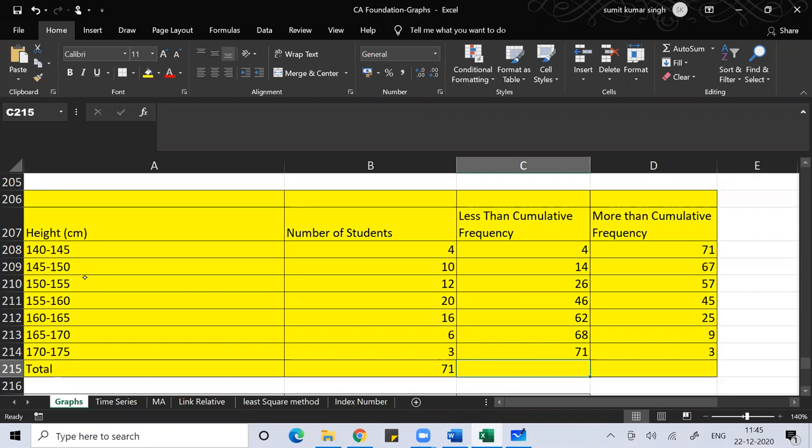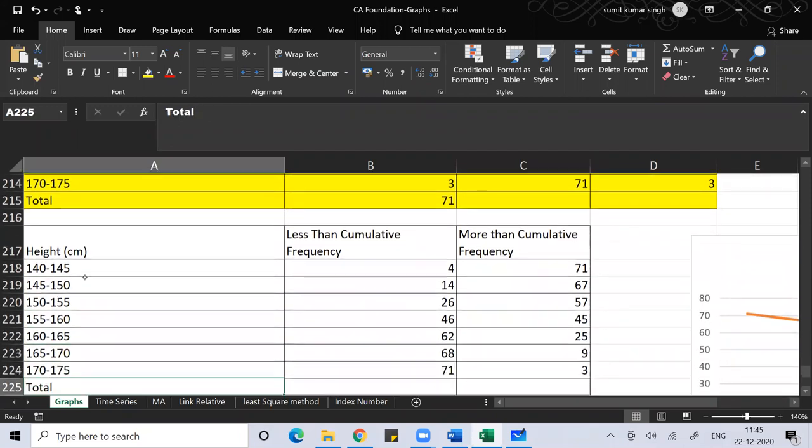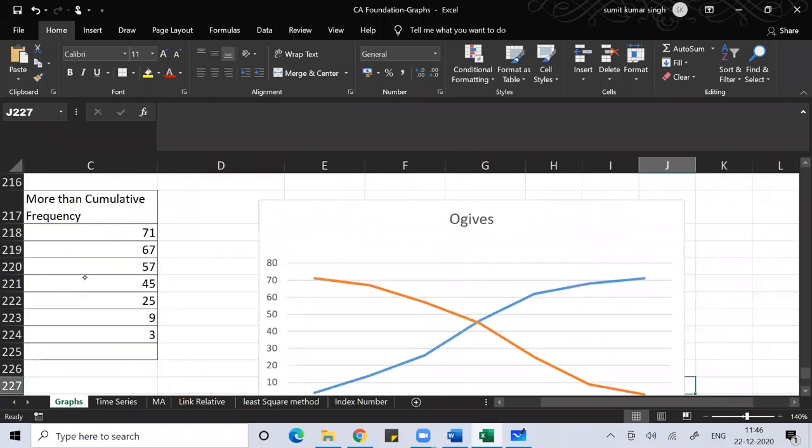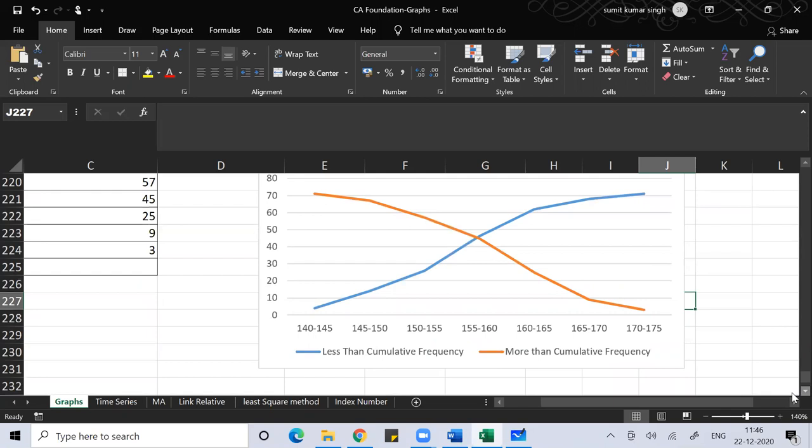We spent a lot of time putting effort on understanding the less than and more than cumulative frequency. Clear, everyone? If you draw a line curve of this less than cumulative frequency, this is the final output, less than cumulative frequency and more than cumulative frequency. If you draw a line curve of less than cumulative frequency, it becomes less than OGF. And if you draw a line curve of more than cumulative frequency, then it is called more than OGF. I think everyone is understanding. So if I draw a line curve of less than cumulative frequency, it is called less than OGF.